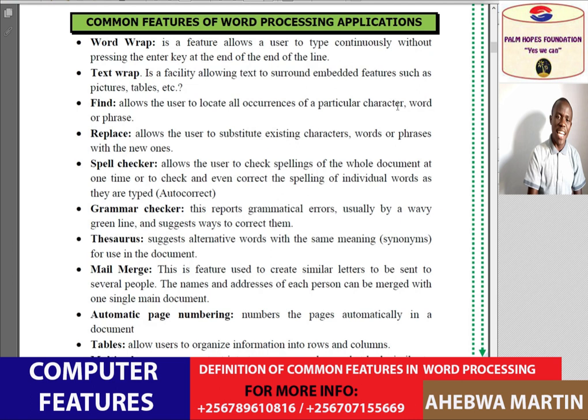Then we have what we call text wrap. It is a facility allowing text to surround embedded features such as pictures, tables, etc. So for text wrap, for example, we normally see words or statements on pictures. So combining a word to a picture is called text wrap. So when you do text wrap, it means that you are combining a picture and words.